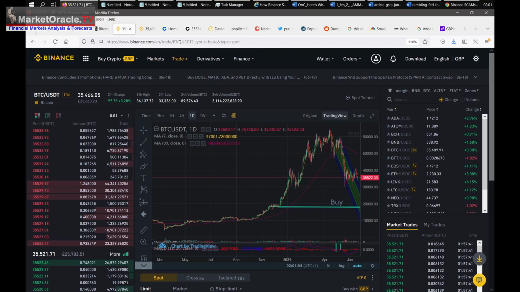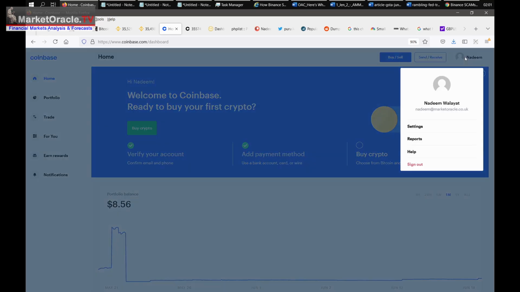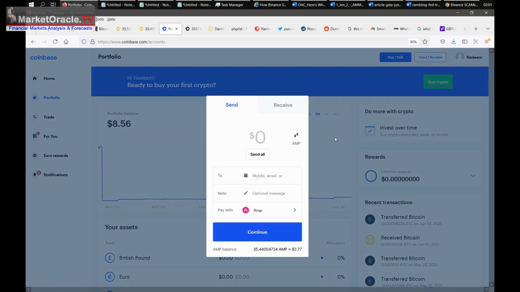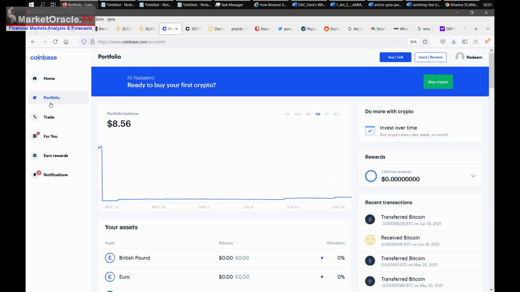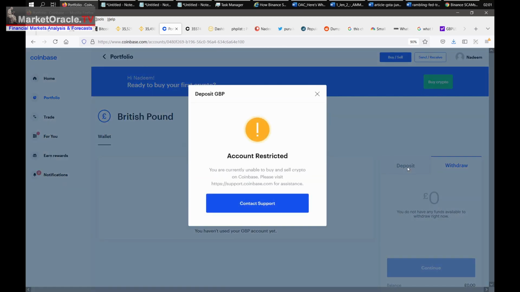That's why I need to get money onto Coinbase. I might just bite the bullet and open a corporate account, because they don't seem to want to. I've verified it. Alright, let me try and do a deposit. This is what happens when I try and deposit British pounds. Deposit. Account restricted. You are currently unable to buy and sell crypto. Well, I can buy and sell crypto because I have done it. I put limit orders in, but they don't let me deposit.